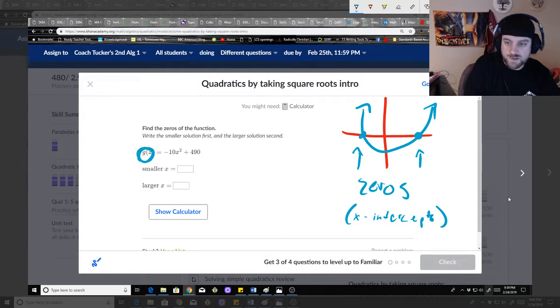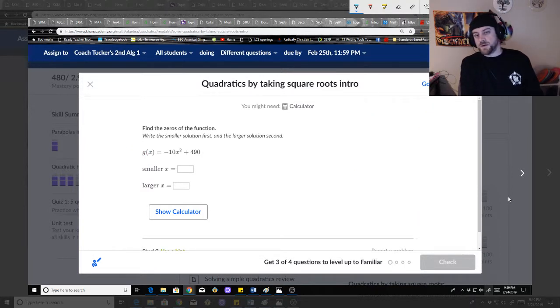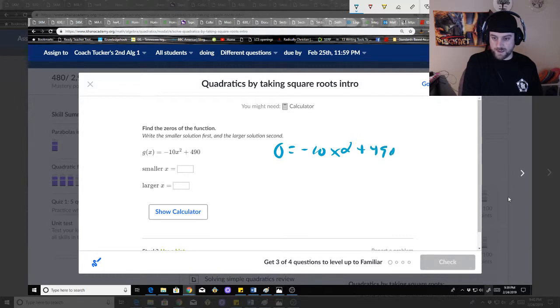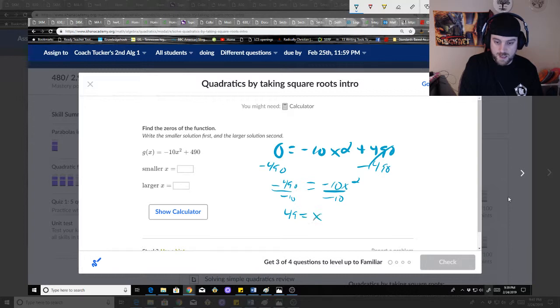Set that equal to 0. So you're doing the same thing we did before. We're solving for 0. So 0 equals negative 10x squared plus 490. In order to solve an equation, we isolate the variable. In order to isolate the variable, we do the opposite of what's occurring to the variable, typically from outside in. So minus 490. Those cancel, leaving negative 10x squared equals negative 490. Divide by negative 10. Two negatives make a positive. The zeros cancel out, leaving 49 equals x squared.